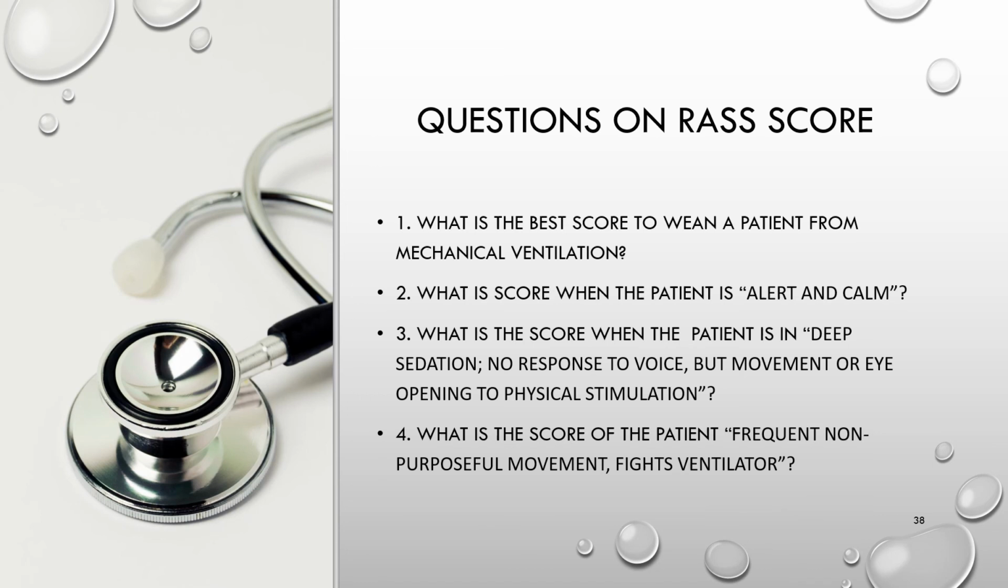And finally, what is the score of a patient with frequent non-purposeful movement who fights the ventilator? They're bucking the ventilator, they have frequent non-purposeful movement. What kind of score would that be? So again, put all of these in the Q&A, 1 to 4, and let me know what you think.